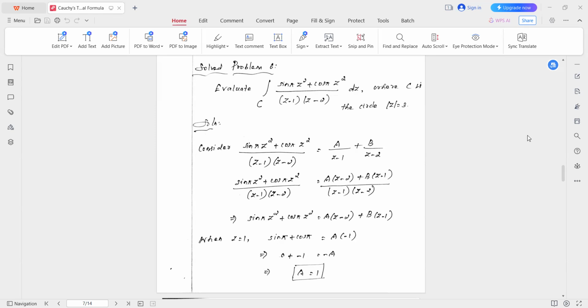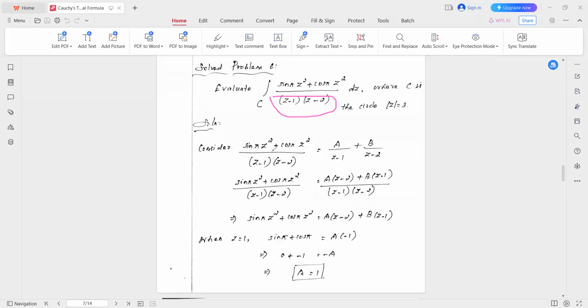Okay, so here in the denominator, instead of a single z − z₀, we have two terms, z − 1 and z − 2. So we have to split this as z − 1 plus z − 2. So what we need to do is the partial fraction. Okay, so partial fraction for this one.